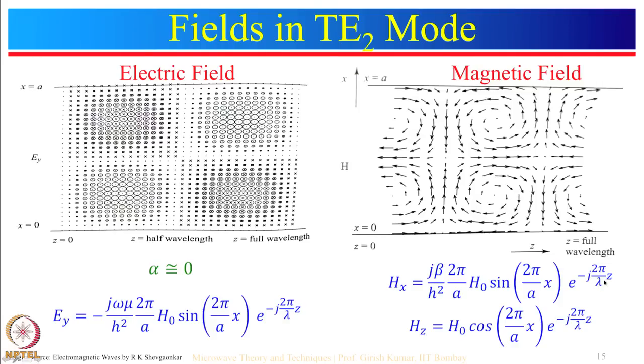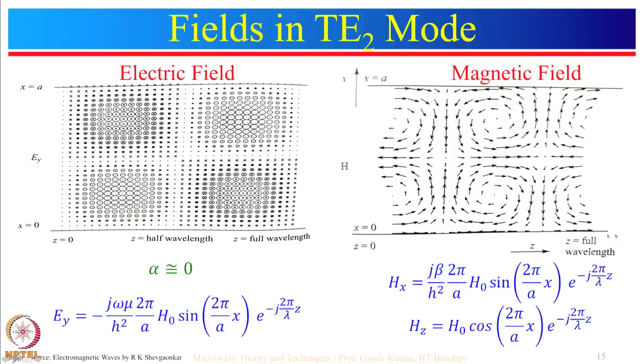Now let's see the variation of these fields in the z direction. These two components Hx and Hz are staggered by a length of lambda by 4. Because of this factor j beta, there will be a 90 degree phase delay, so these two components are 90 degrees out of phase. So if Hx is maximum, then Hz will be 0 along the z direction, and if Hx is 0, then Hz will be maximum along the z direction.